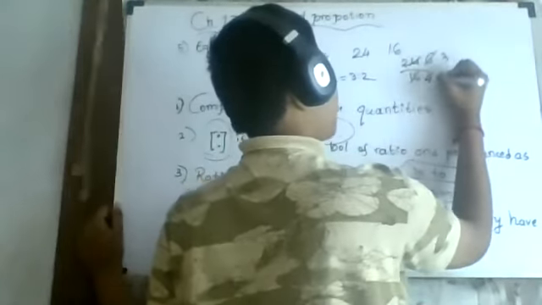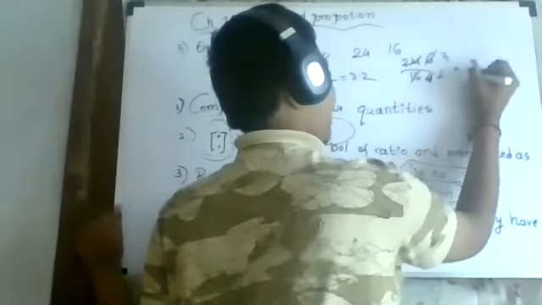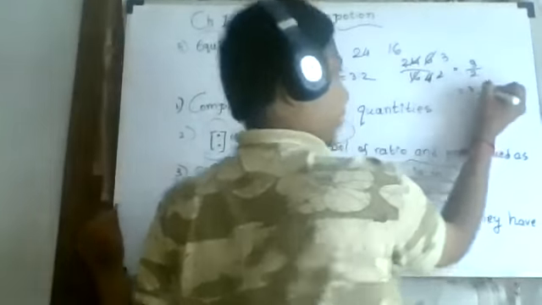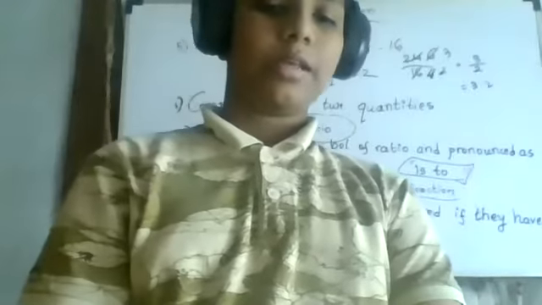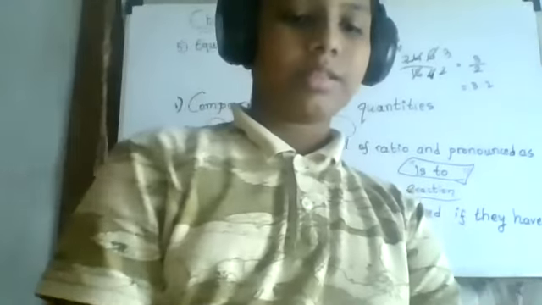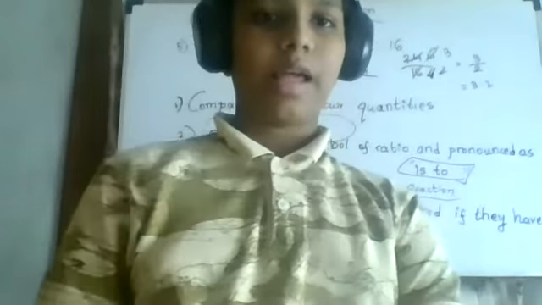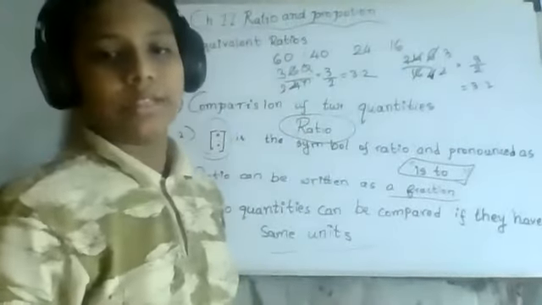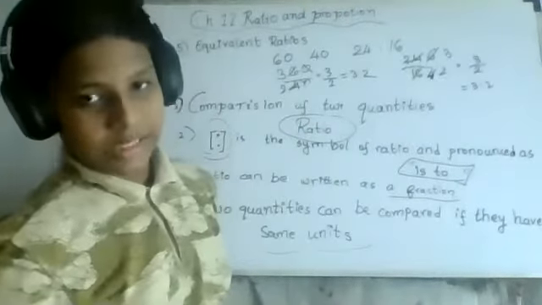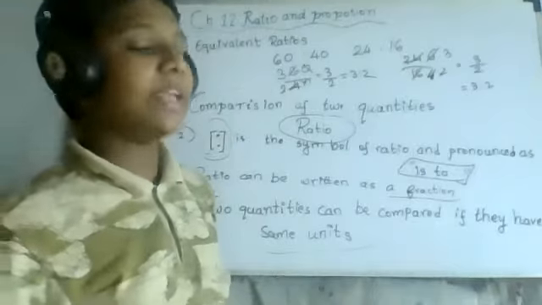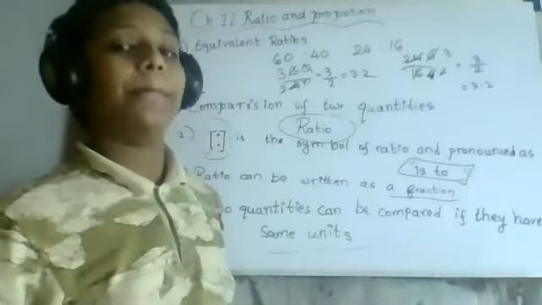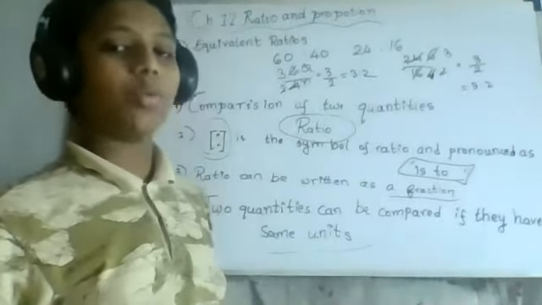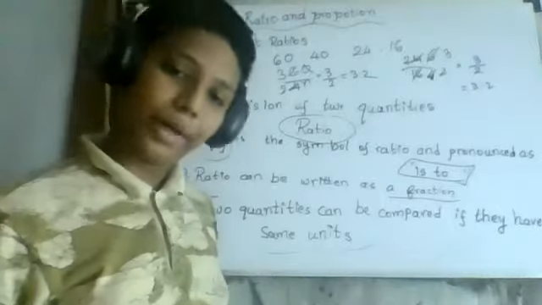2 3s are, 2 2s are, 3/2. That is equal to 3:2. This is the case of equivalent ratio. The two ratios having the same value is known as equivalent ratio. To find an equivalent ratio, multiply or divide both quantities by the same number.